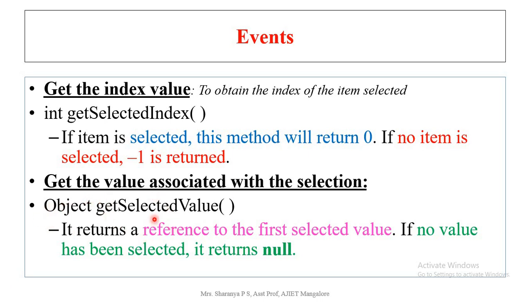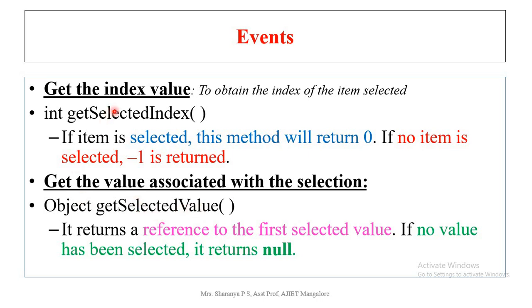One more type of method that we use here is object getSelectedValue. Here it returns a reference to the first selected value. That is, if no value has been selected, then it will return null. Whichever object is associated with that corresponding list item will be sent as the return value.